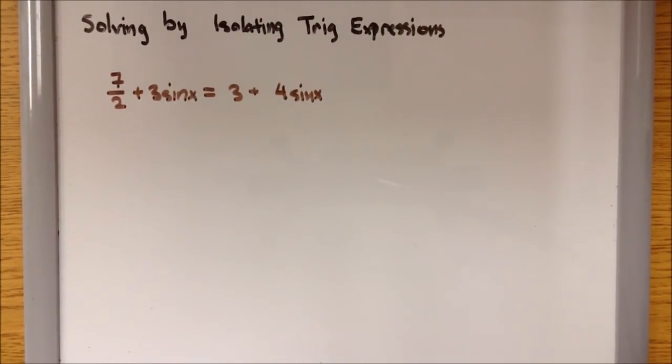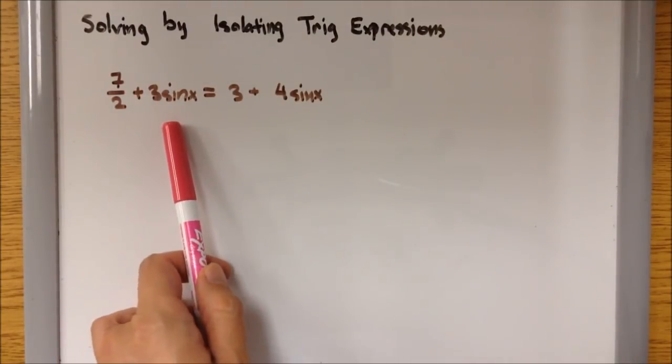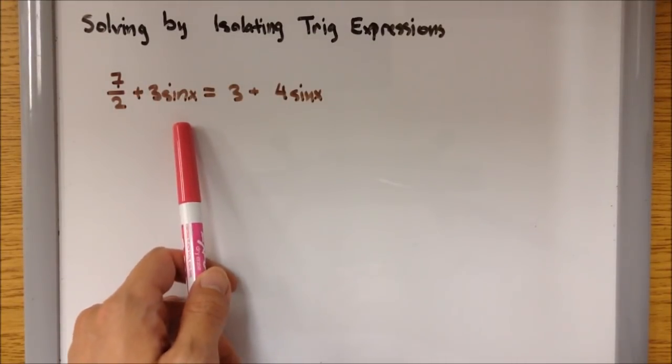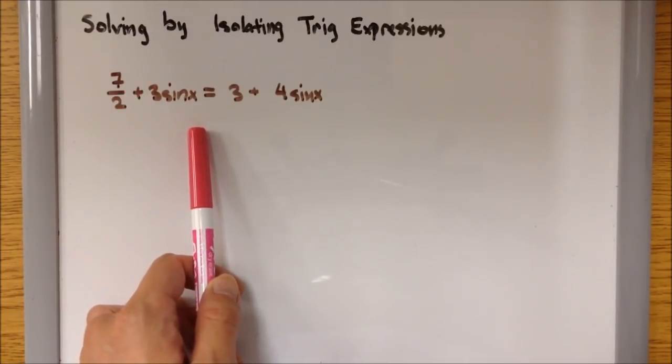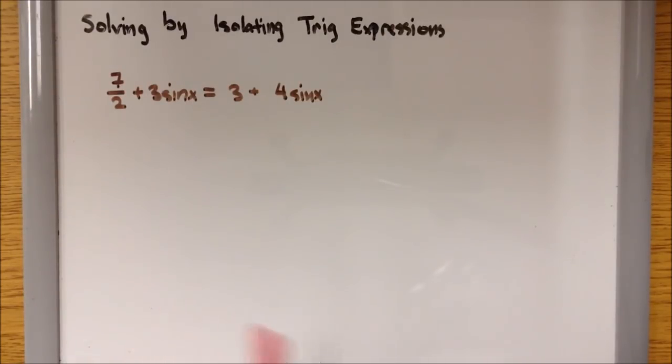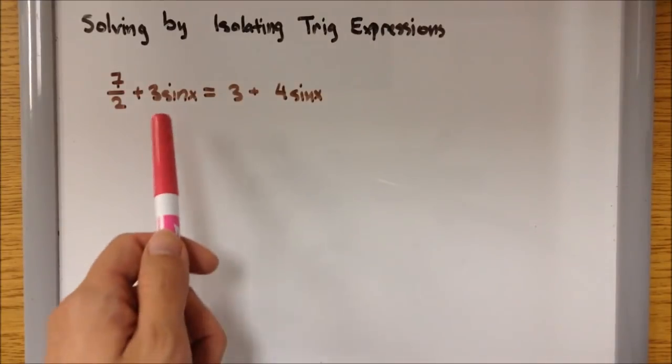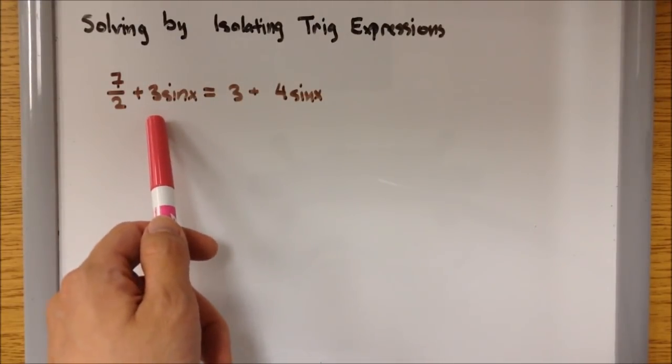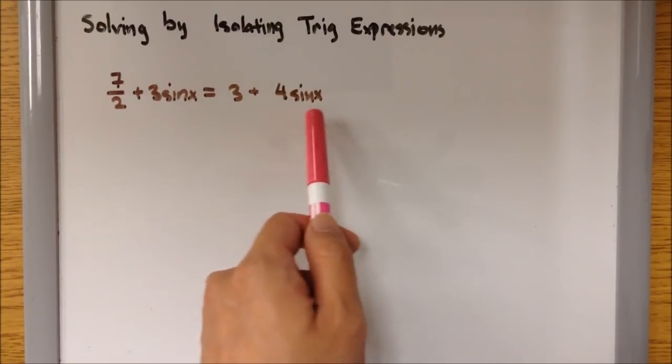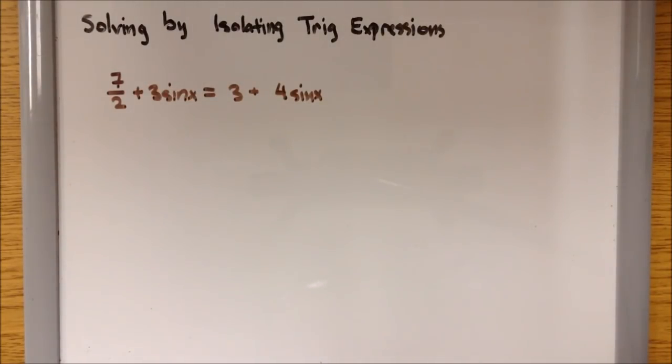In our first example, for solving by isolating the trig expression, we're going to try and get sine x to be by itself. Now keep in mind, even though we're working most of the time with x, it would be the same thing if it was sine theta. So let me specify 3 sine theta and 4 sine theta. The theta and the x are unknown variables, so they're the same function, just different form. So most of the time we're going to be working with x, but if you see a problem with theta, it's just the same thing.